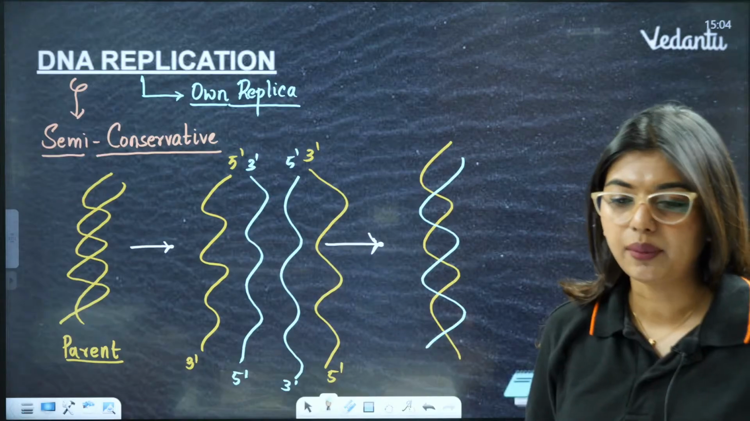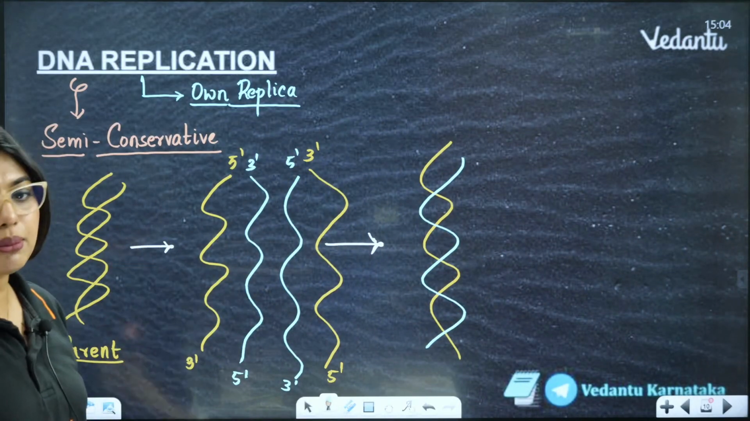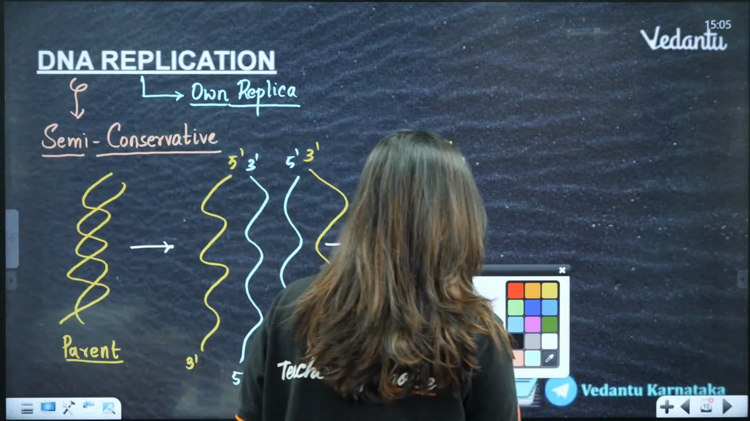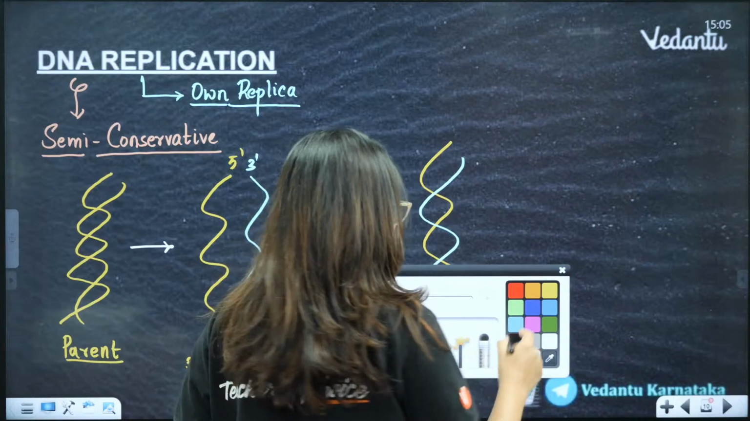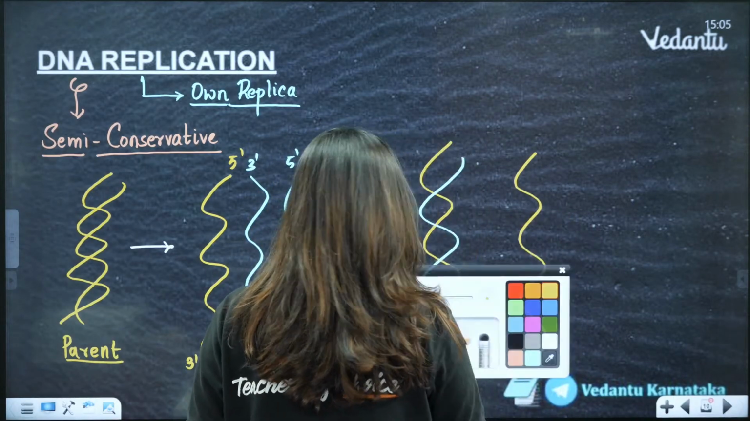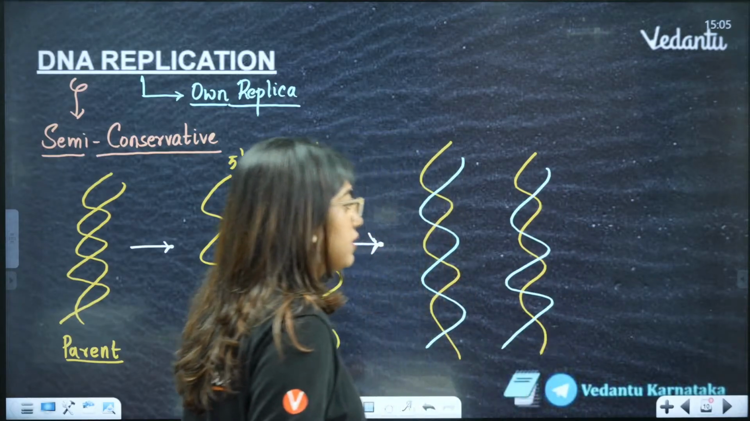Okay, in the last diagram, students, you have mixed one ma'am's copy and one parent copy, sorry, one your copy and one ma'am's copy, and this is called semi-conservative. Understood? This is called semi-conservative. Clear to all of you?